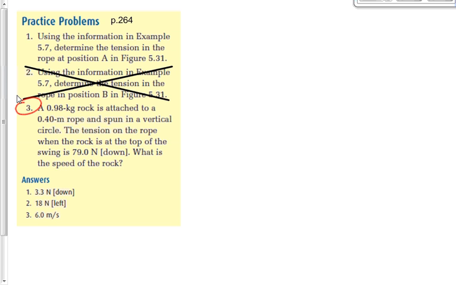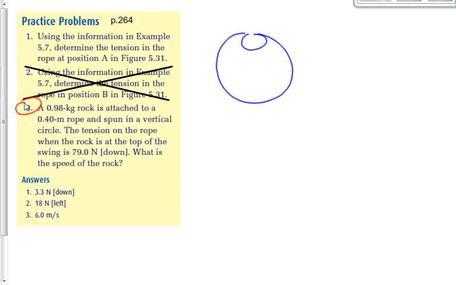A 0.98 kilogram rock is attached to a rope spun in a vertical circle. The tension of the rope when the rock is at the top is 79 newtons. What's the speed of the rock? Here's the rock. I don't care whether you draw that rock as a circle or a square. Draw it as a roller coaster car for all I care. In the end, the object at the top of the circle experiences the same motion, whether it's a rock or a roller coaster car or a bicycle or whatever the case may be. It doesn't make any difference, so draw it any way you want.